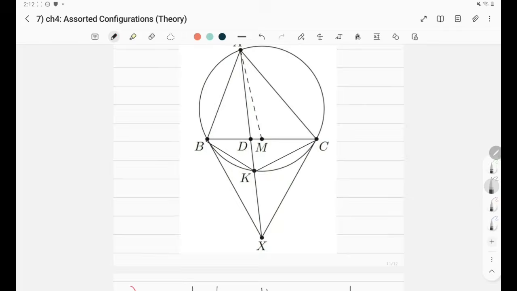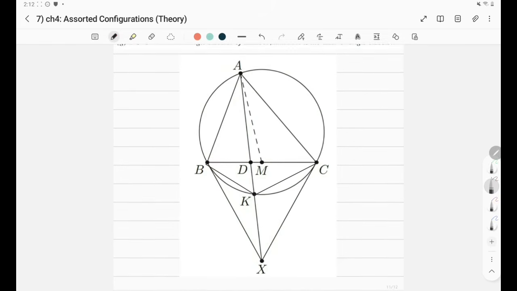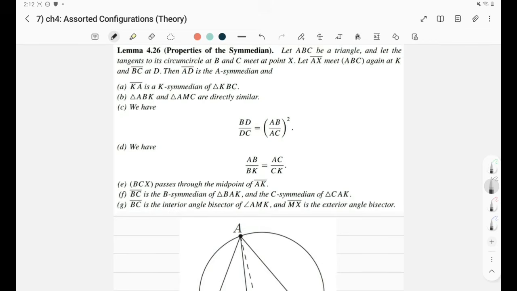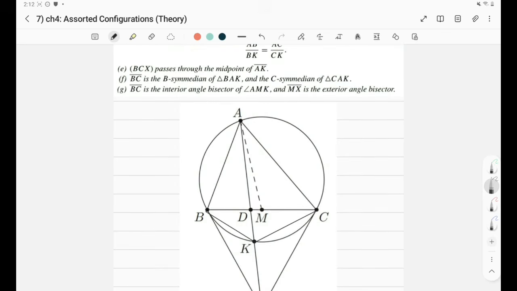Alright, now the other one. What do you also know? Okay, the other property is triangle ABK and AMC are directly similar. So we have some nice similarity. Let's have a look. ABK, so that's this one here, ABK, and AMC. These two. Let's see. Do we have some angles that we know they have in common? Well, of course we do.